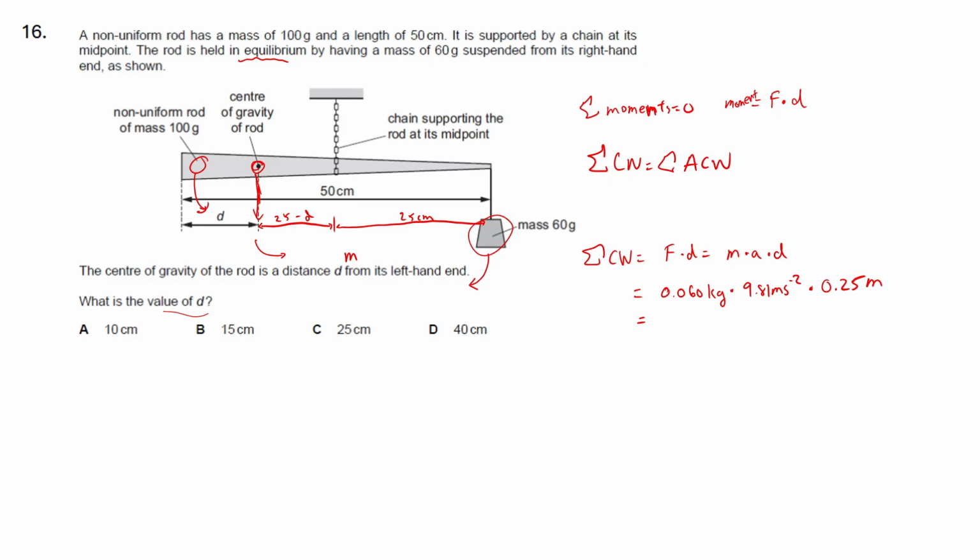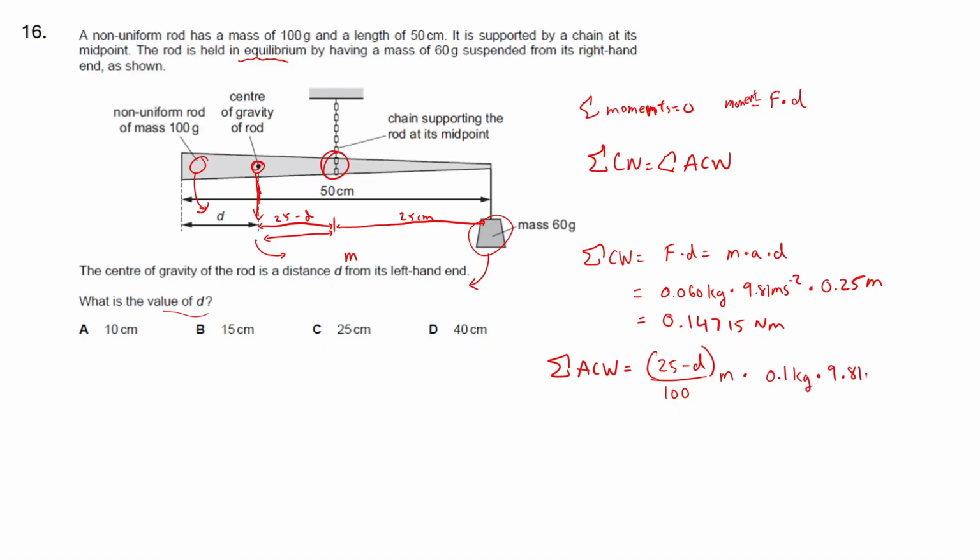Okay, so this is going to be about 0.14715 Newton meters. And then our anti-clockwise is going to be 25 minus d. So we're taking this distance because we're going off the pivot, not the end, right? We know that this is in centimeters, so we have to divide by 100. So this is meters. And then the force, we're given that the mass of it is 0.1 kilograms.